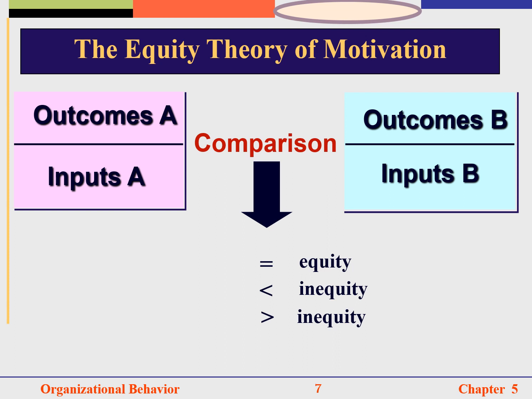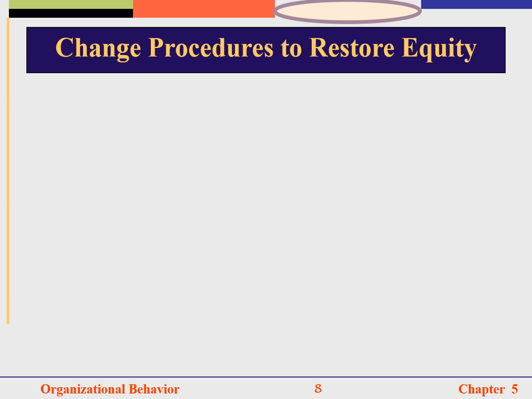According to this, motivation is a result of the comparison process between one's outcomes divided by inputs with somebody else's outcomes divided by inputs. Then what are you going to do if you feel inequity, whether it is positive or negative? Positive means the greater than sign, negative is the less than sign. There are many alternatives people may use in order to reestablish the feeling of equity. So there are many procedures people may use in order to restore equity.